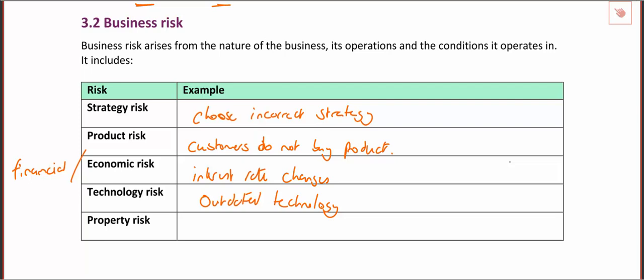And then property risk is going to be any risk that arises from ownership of a property. So for example, any sort of damage, fire, something like that.